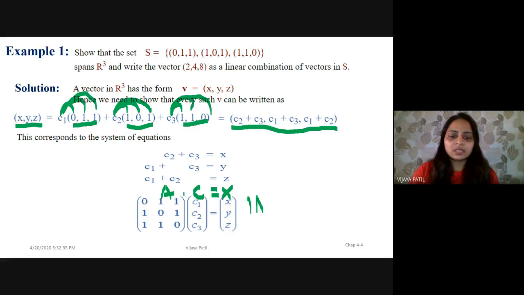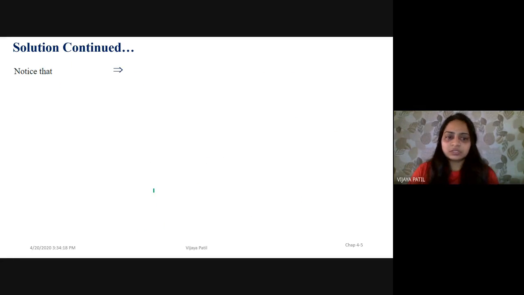A into C is equal to X. So out of that, the determinant of A, if you observe, is given to you as 2. So the determinant of A is 2. That means the determinant of A is not 0. That is, capital A is non-singular. If capital A is non-singular, that means C is equal to A inverse B.